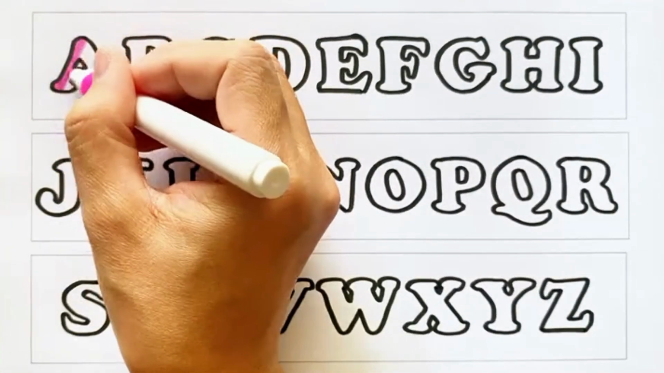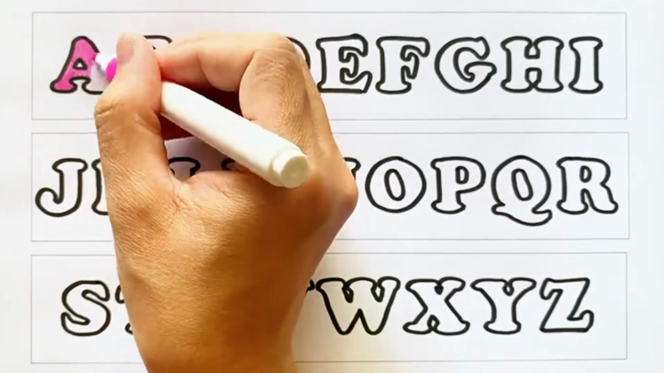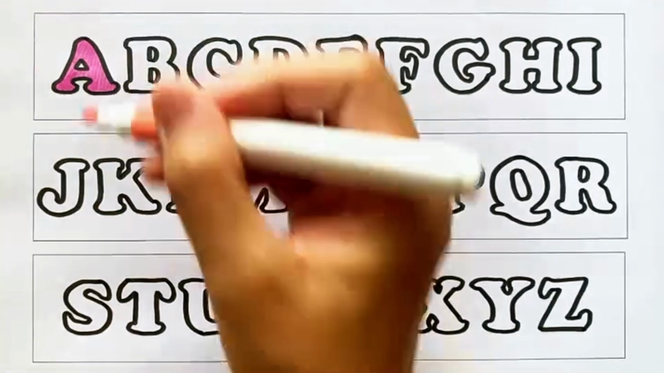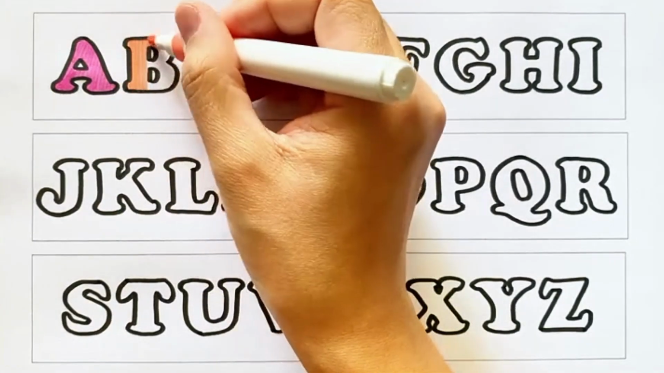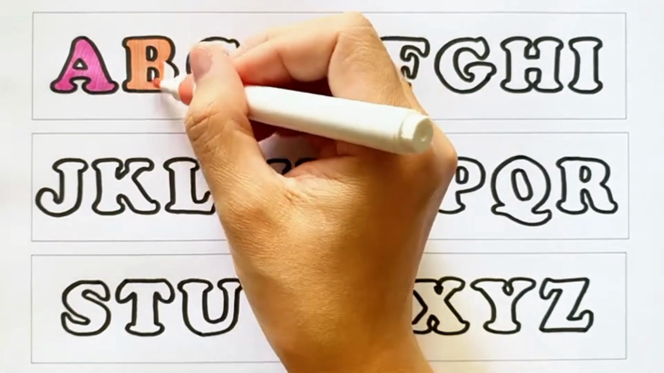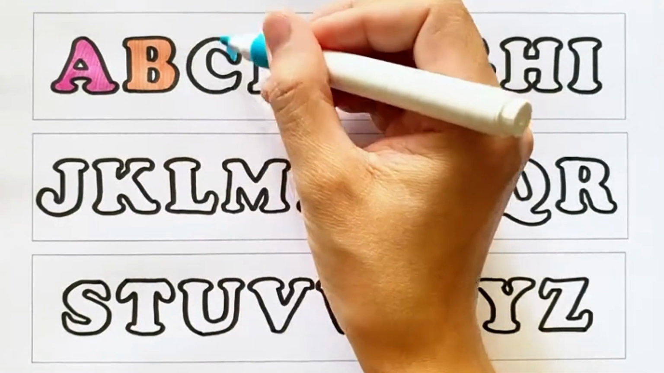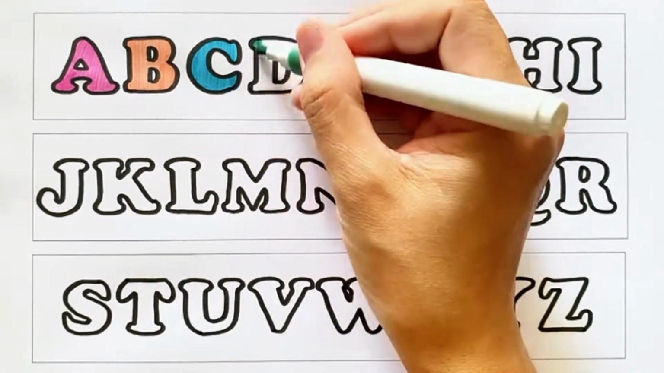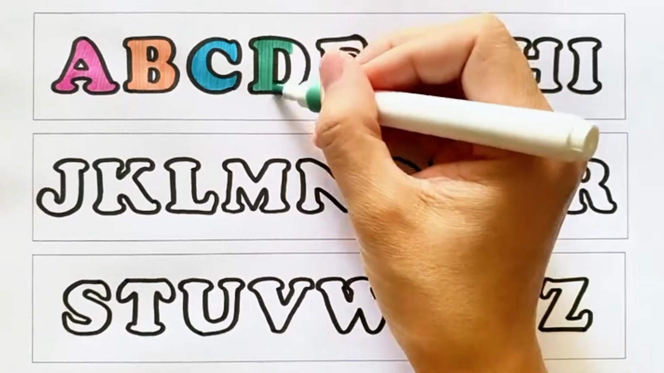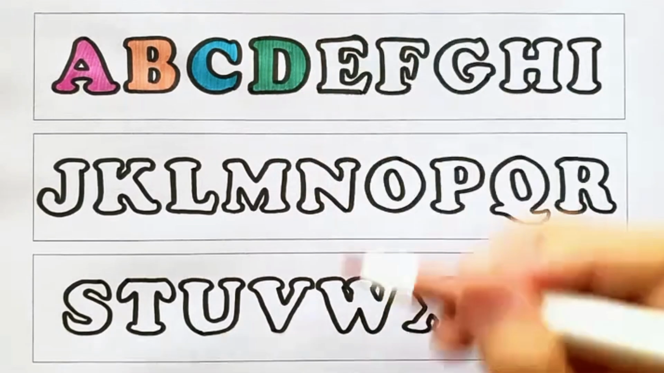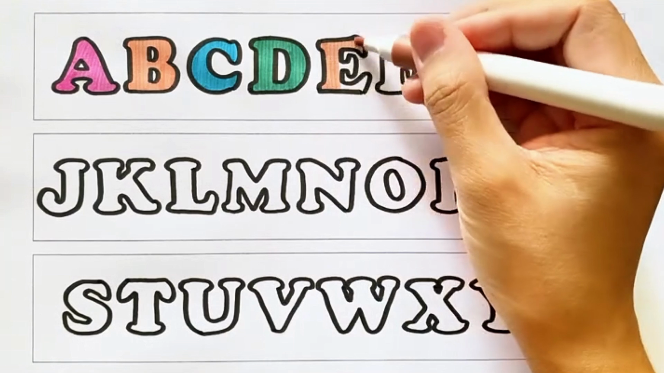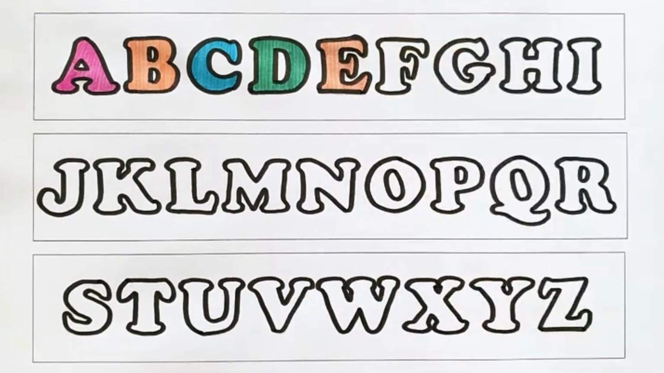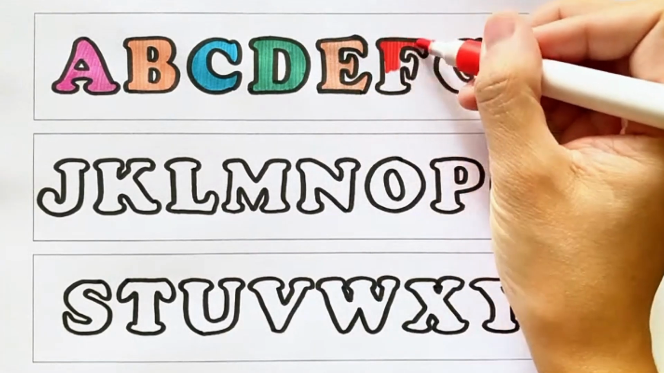Alphabet. A for apple. B for ball. Ball. C for cat. Cat. D for doll. Doll. E for elephant. Elephant. F for fish.